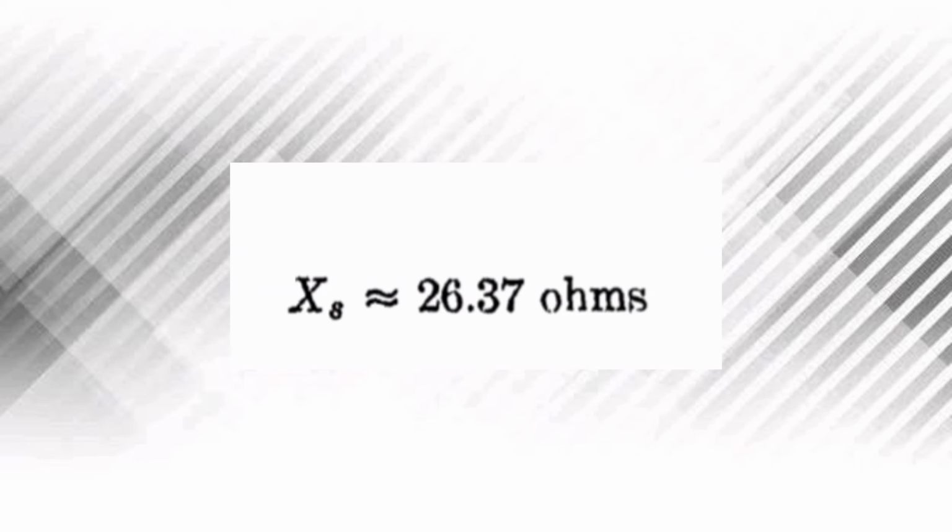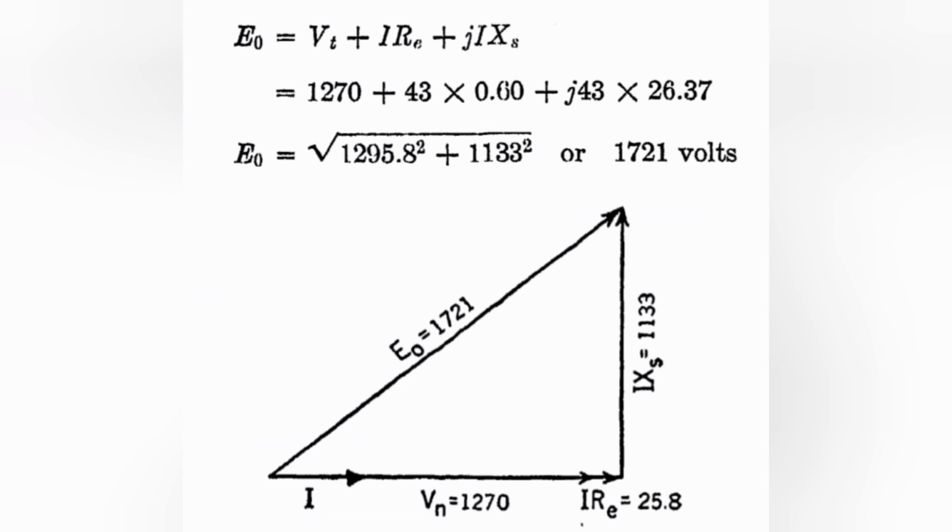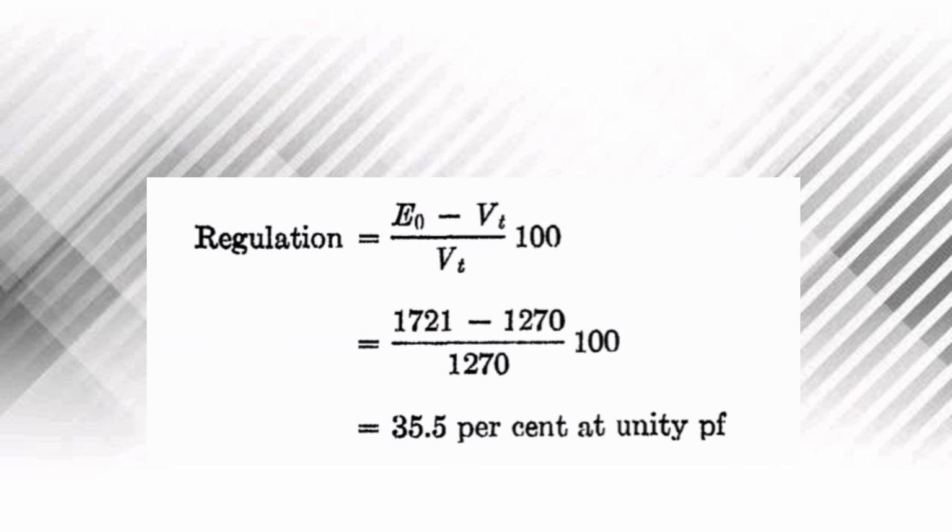Now, finding the EO is equal to VT plus IRE plus JIXS. By substitution and simplifying, we will arrive at 1721 volts. Now finding the regulation will be EO minus VT over VT multiplied by 100. We will arrive at 35.5% at unity PF.